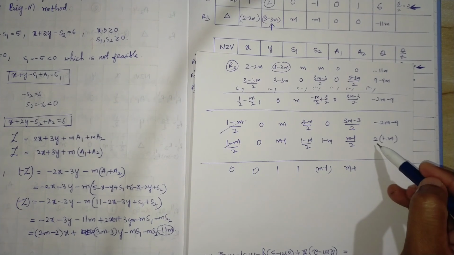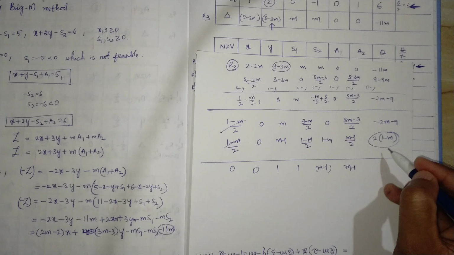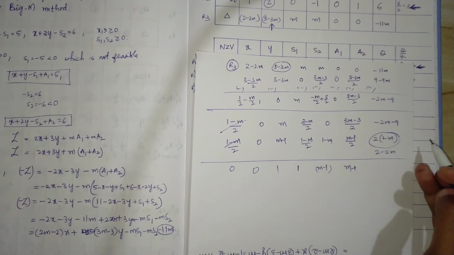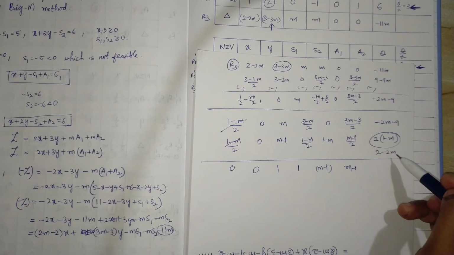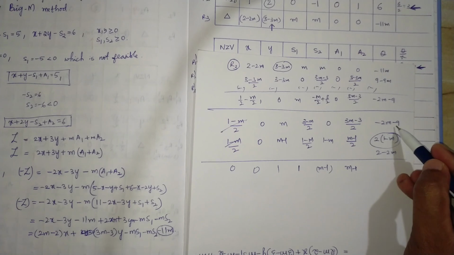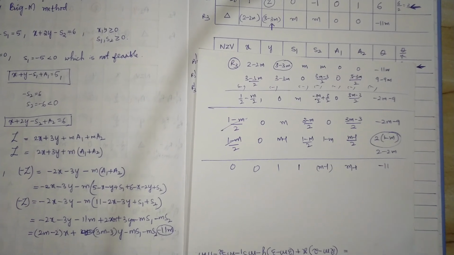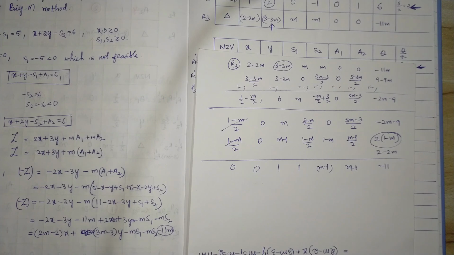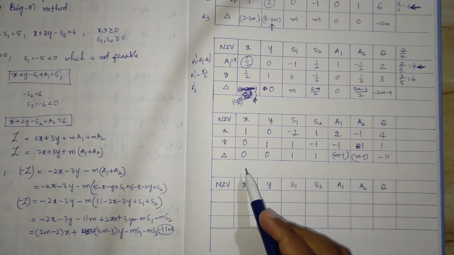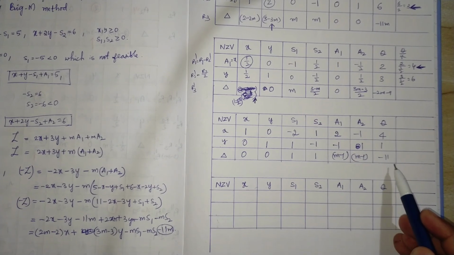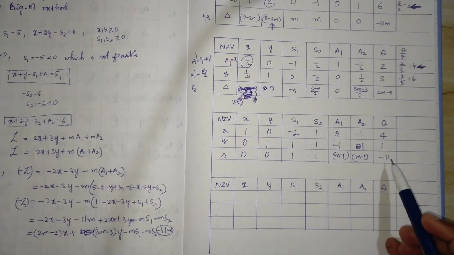Here if I multiply 2 here, what happens? It is 2 minus 2m, right? So minus 2m minus into minus plus 2m will be 0, and minus 9 minus 2, which is minus 11. Let us write this as it is. Now look at the delta row. All the entries are non-negative, so I can say that we are in the optimum simplex table.